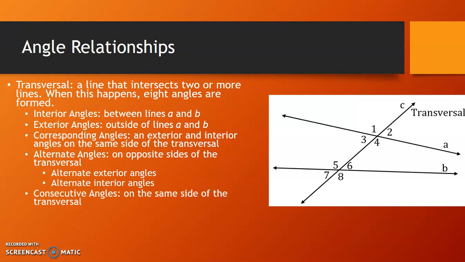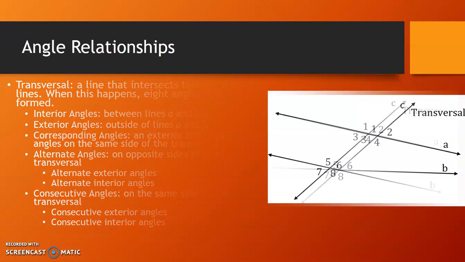Consecutive angles would be when they're on the same side of the transversal. And again, we could have consecutive exterior and consecutive interior. So examples of consecutive exterior angles would be 1 and 7, 2 and 8. And consecutive interior angles would be 3 and 5, 4 and 6.